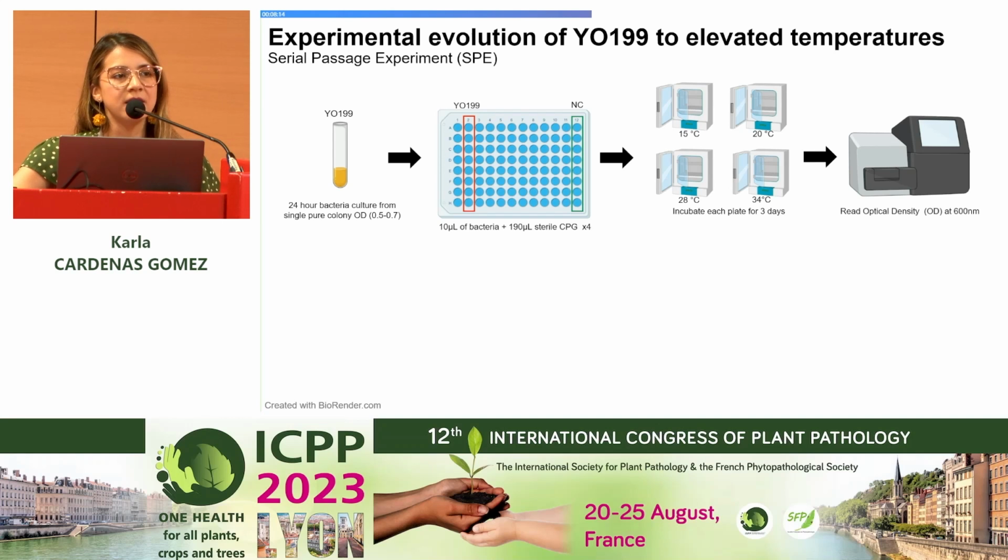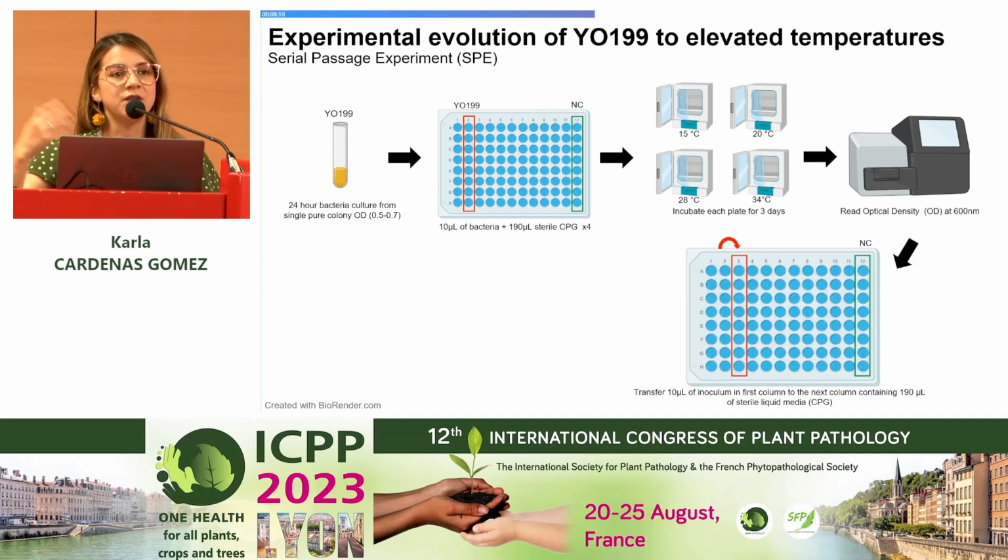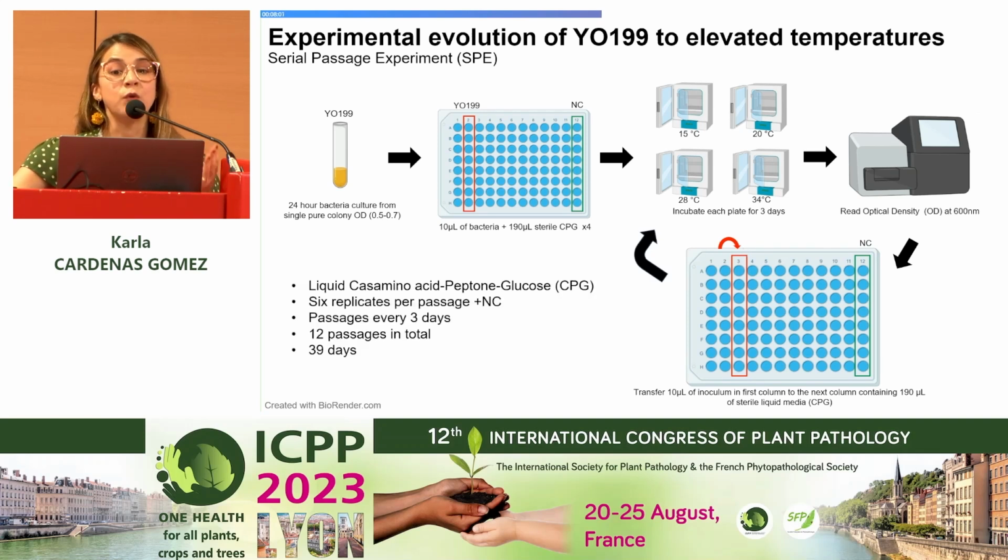After the third day, the optical density was measured, and then a serial passage was conducted. 10 microliters from the previous inoculum was moved to fresh media, and this process was repeated 12 times. So this experiment took 39 days, 12 passages.